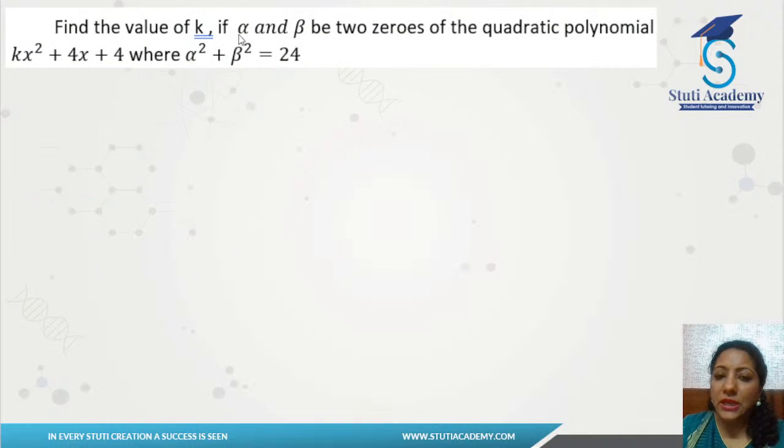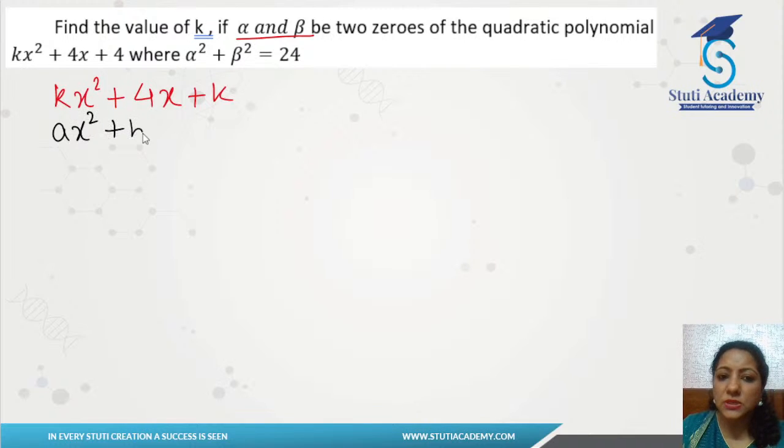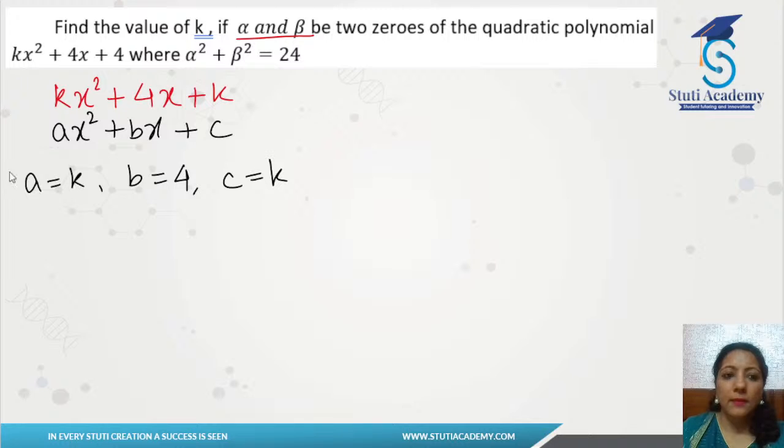Find the value of k if alpha and beta be two zeros of the quadratic polynomial kx square plus 4x plus 4, where alpha square plus beta square is equal to 24. So this is the polynomial given to us, and we know that alpha and beta are zeros of the polynomial. So I'm going to compare this with the standard form for a quadratic polynomial. So from here we can see a is k, b is 4, c is k.